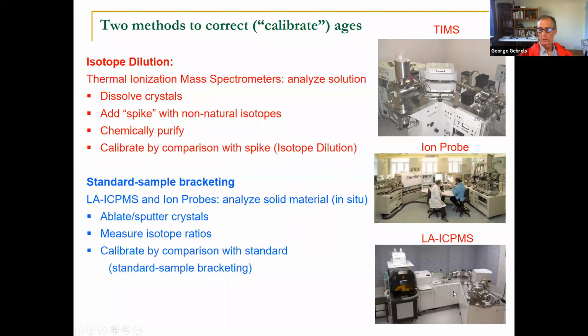For ion probes and laser ablation systems, we do this by standard sample bracketing, and that's because we're not going to dissolve our sample. We want to leave our sample crystal in situ as a solid material, so we can't add other isotopes to that. So what we're going to do is we're going to ablate out material or sputter the material out of the crystal. We're going to measure the isotope ratios that come off, and then we're going to calibrate by comparison with some kind of a standard. That's how we refer to this as standard sample bracketing. And the standards that we use, this is a really challenging aspect of doing this type of calibration.